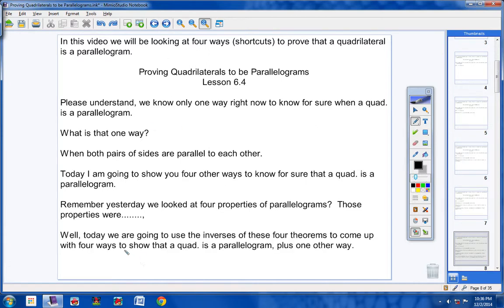Now, today, we are going to use the inverses of these 4 theorems to come up with 4 ways to show that a quadrilateral is a parallelogram, plus one other way. So we're going to take our 4 properties from yesterday, and we're going to take their inverses, okay? And those inverses will help us come up with 4 ways to show that a quadrilateral is a parallelogram, and then plus, we're going to learn one other way also, okay? So let's go ahead and get started.